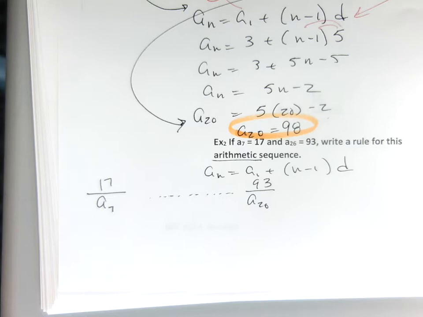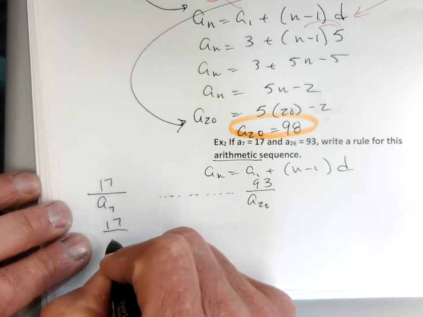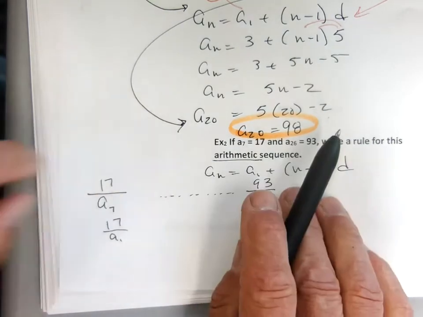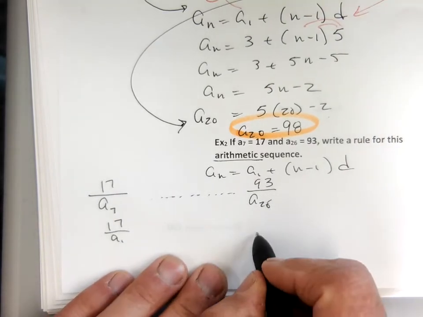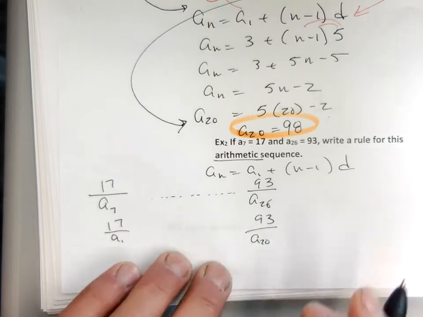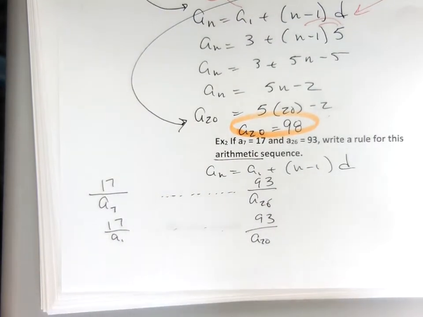So let's call that A1 for right now. So let's call 17 A1, right? So this one moved back in a sense 6. So then this would be A20 would be 93, okay? So I'm just moving forward, okay? Okay? So then let's use our formula, okay?